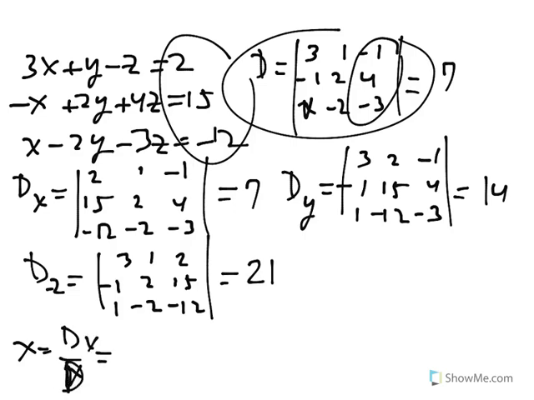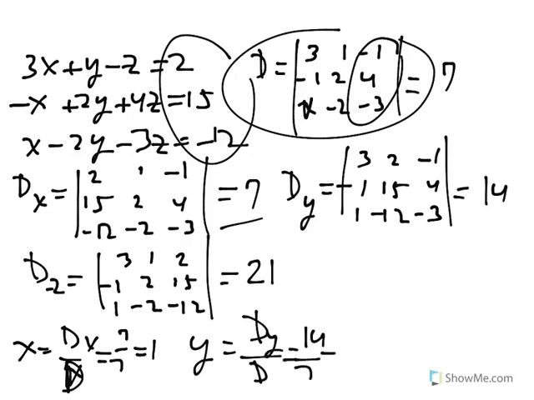over D, which is 7 over 7 equals 1. And y is this Dy over D, which is 14 over 7, which is 2. And z is Dz over D, which is 21 over 7, which equals 3. And that's how you do Cramer's rule.